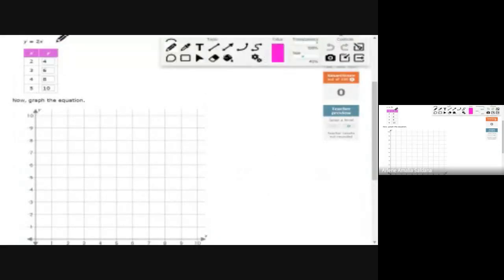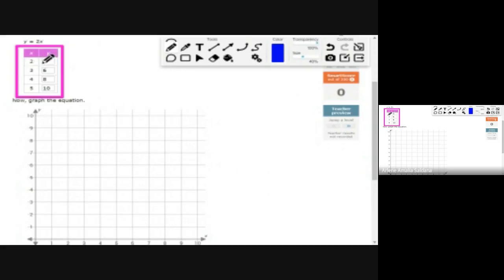So you guys are really good with equations and tables. I know you guys got this part already, okay? Now, what we're going to do is use the values from this table that you just created to graph it, okay? The values on this table are going to give us the coordinates.